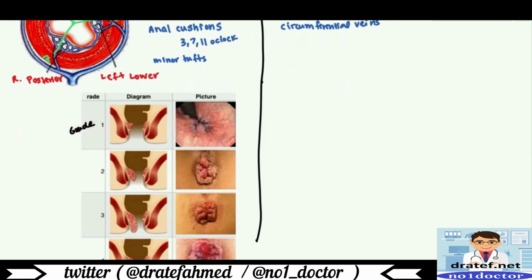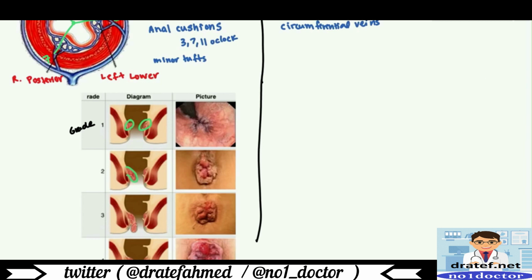The first one here is grade 1, and in grade 1 there is no prolapse. You can see there are just these 2 little nuggets there, and so there is no real prolapse. On the right hand side we have a picture, and when you visibly look at the anus, there's really nothing there to see from the outside. In grade 2, you can see that the hemorrhoid is bulging out, highlighted in green there.